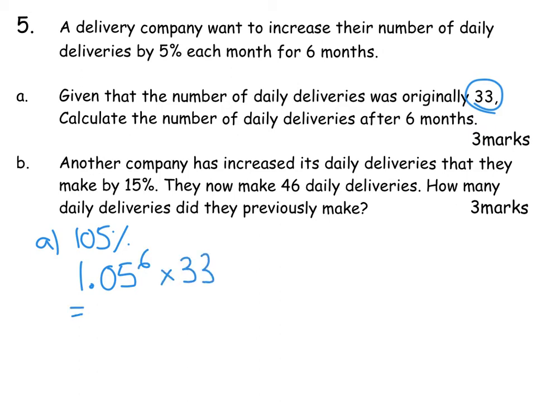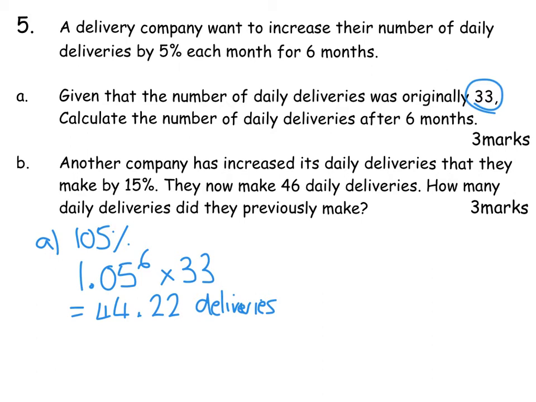And if you type that into your calculator, you should get 44.23. Now, they've not mentioned rounding. My common sense would probably be to round to the nearest whole number and say the number of daily deliveries after 6 months will be 44. But if you're not sure, you're always safe leaving it as 1 or 2 decimal places. I don't think that looks very much like the word deliveries, but there you go.